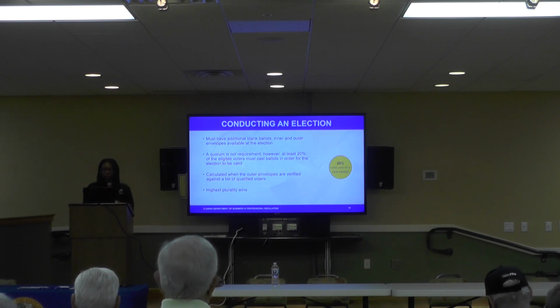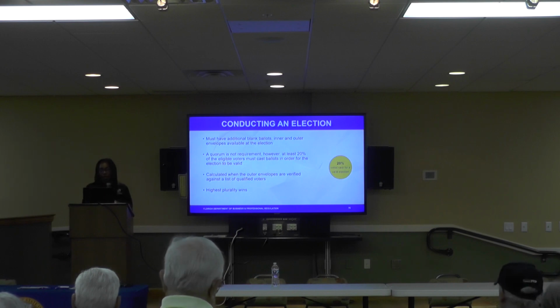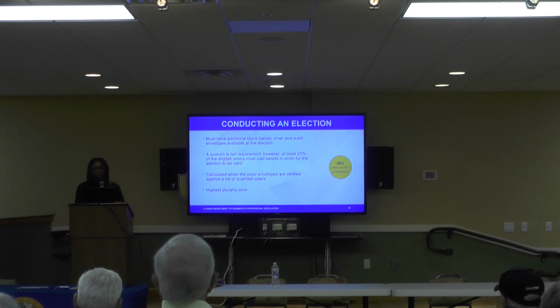Polls close when the first outer envelope is opened, meaning no more ballots may be accepted. Ballot envelopes which contain the secret ballot inside are removed from the outer envelope and placed to the side away from the outer envelopes. Then all ballots are opened and tallied. The highest vote wins.